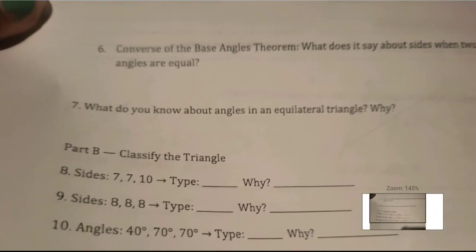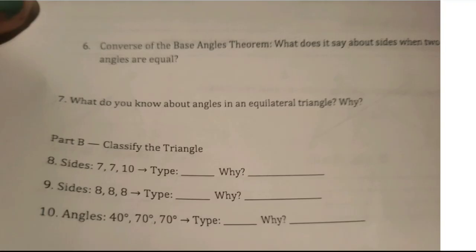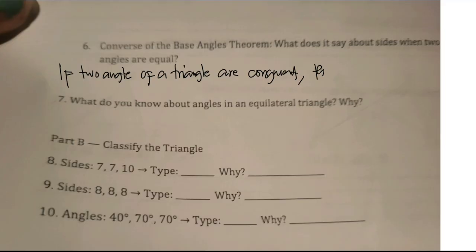All right. Number 6, converse of the base angles theorem. What does it say about sides when two angles are equal? So you can say for the converse of the base angles theorem, if two angles of a triangle are congruent, then the sides opposite those angles are congruent.